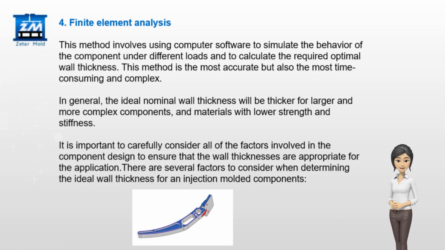In general, the ideal nominal wall thickness will be thicker for larger and more complex components and materials with lower strength and stiffness. It is important to carefully consider all of the factors involved in the component design to ensure that the wall thicknesses are appropriate for the application. There are several factors to consider when determining the ideal wall thickness for an injection molded component.